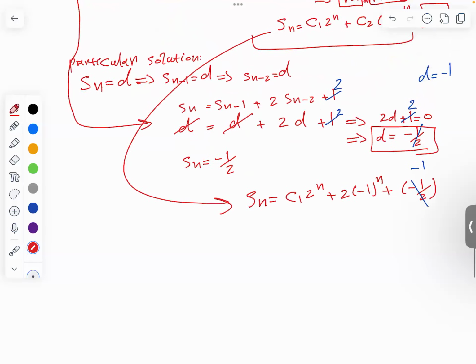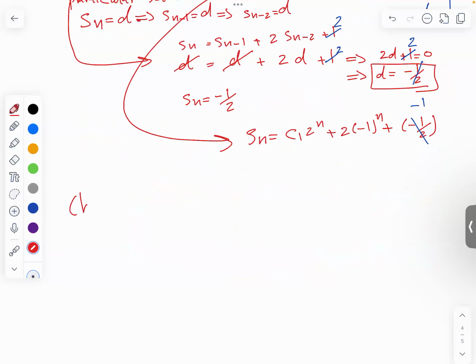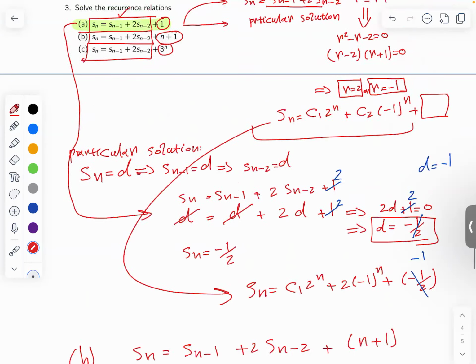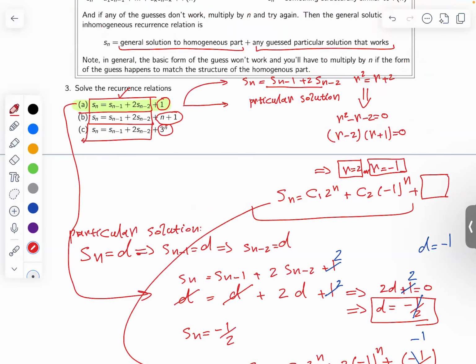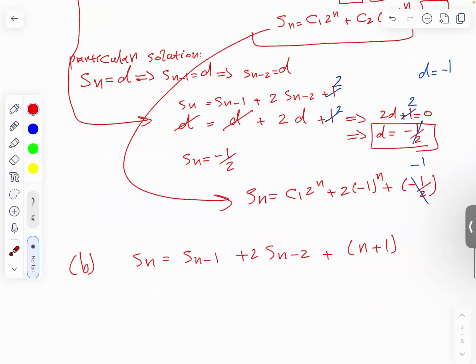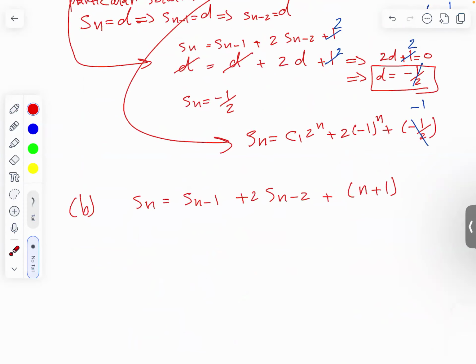Okay, so now part B: Sn minus 1 plus 2 Sn minus 2, the same homogeneous part, plus the non-homogeneous part, let's put it inside a bracket. Here, D2. Excellent for correcting me.